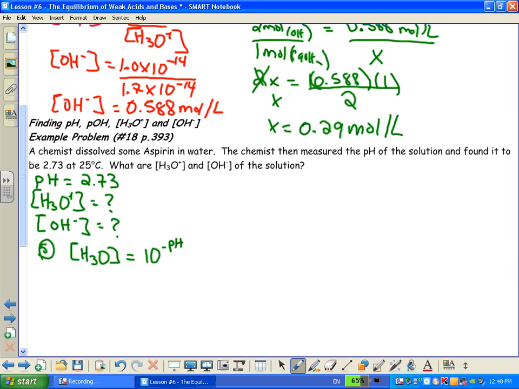It's all about finding the proper equation with what you're given. I know I have pH. The only equation that I can use with pH that will give me my hydronium ions is this one, equation number 5. So now I can just substitute in to get my hydronium ion concentration. Just so you know, sometimes I forget the positives and negatives, so just sub those in as you go along. So we're going to have 10 to the negative 2.73.